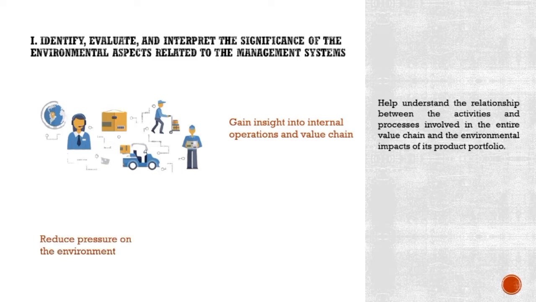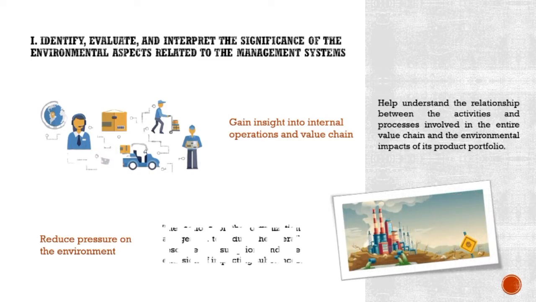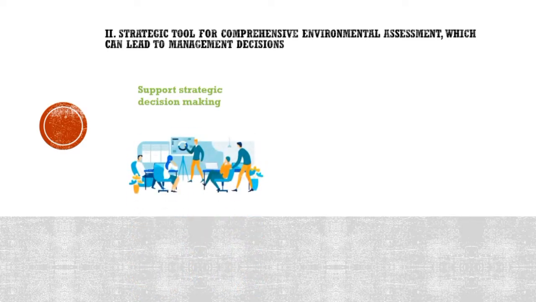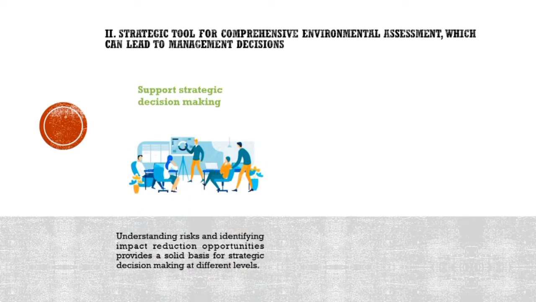Besides, the pressure on the environment can be reduced, as the actions of the organization are geared to reduce the overall resource consumption and the emission of impacting substances. The society is benefited as a whole. Secondly, OLCA is a strategic tool for comprehensive environmental assessment, which can lead to management decisions. It acts as a support for strategic decision-making by understanding risks and identifying impact reduction opportunities at different levels. For instance, on technologies, investments, and new product lines.